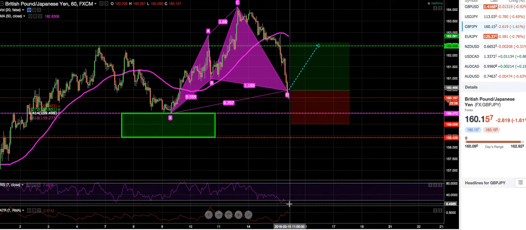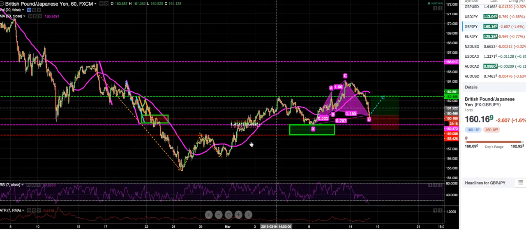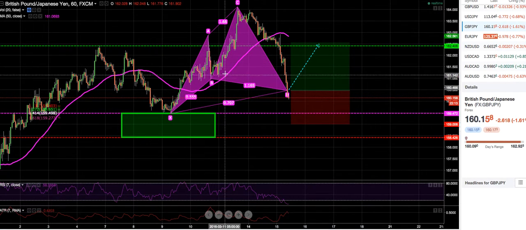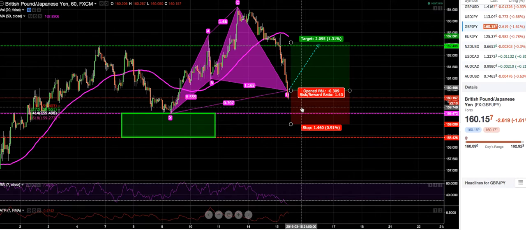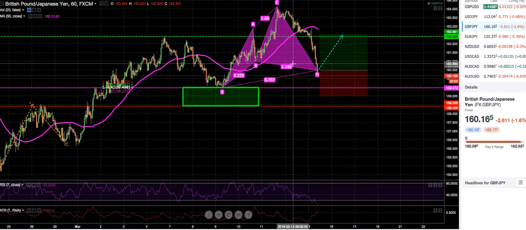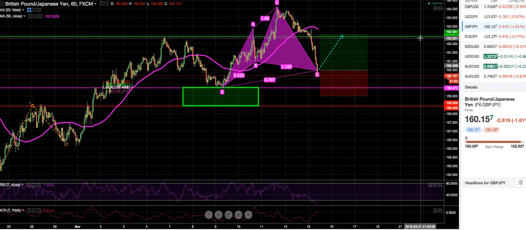The RSI is extremely oversold. And we're following the current direction. So for you guys, if this risk is not too much for you, go for it. It's a great entry, great possibilities, and yeah. But like I said, it's too much risk for me. Too many pips. So let's continue on.